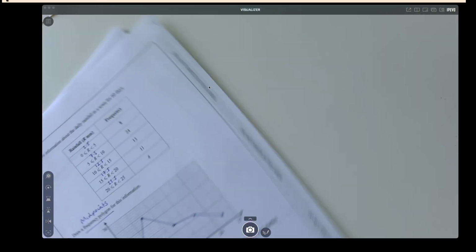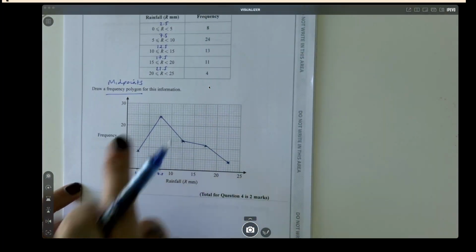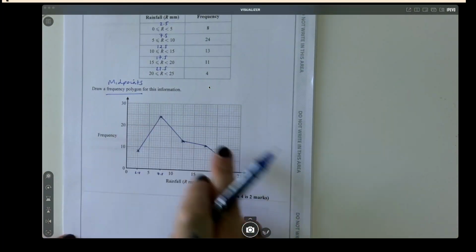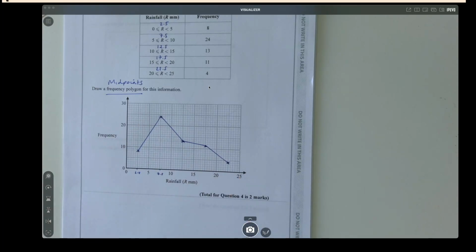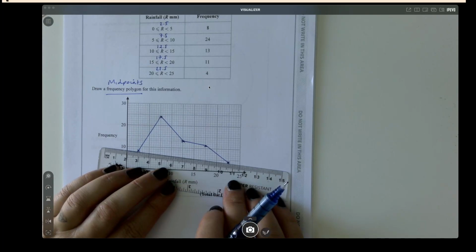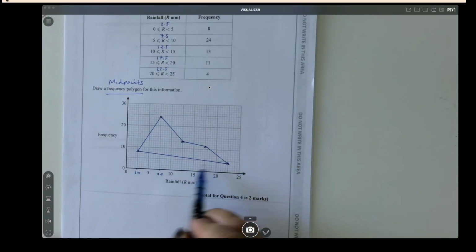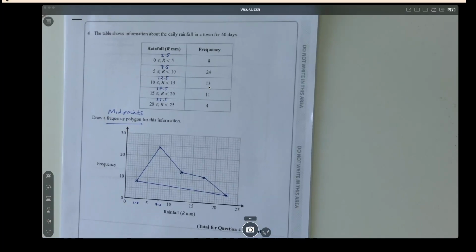And then it's important, because we're drawing a frequency polygon, and a polygon is a 2D shape. This is not a shape at the moment, it's just a lot of line segments connected. So we need to make sure we join the first and the last point directly as well, and that forms that polygon shape in our graph.